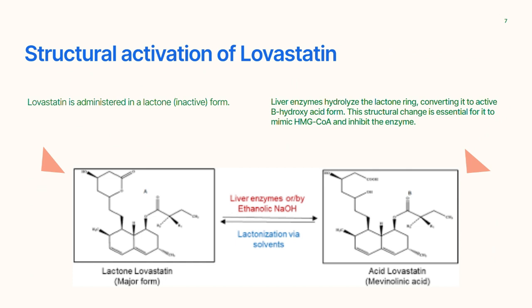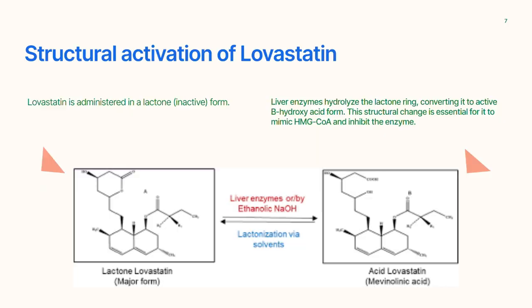As for the structural activation of lovastatin, it is administered as a lactone, which is an inactive form. However, the liver enzymes hydrolyze the lactone ring, converting it to the active beta-hydroxy acid form. This structural change is essential for it to mimic HMG-CoA and inhibit the enzyme.